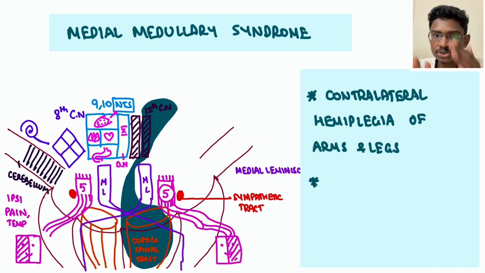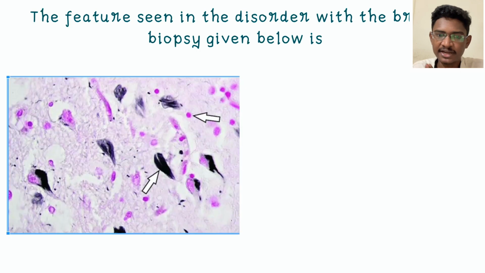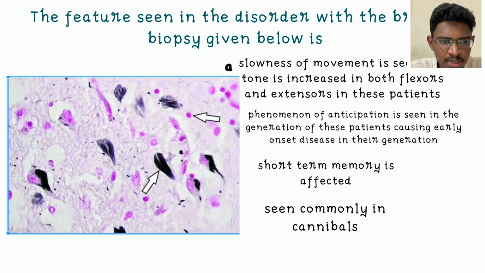So that will cause contralateral hemiplegia of the arms and legs, with loss of power in the tongue muscles ipsilaterally.